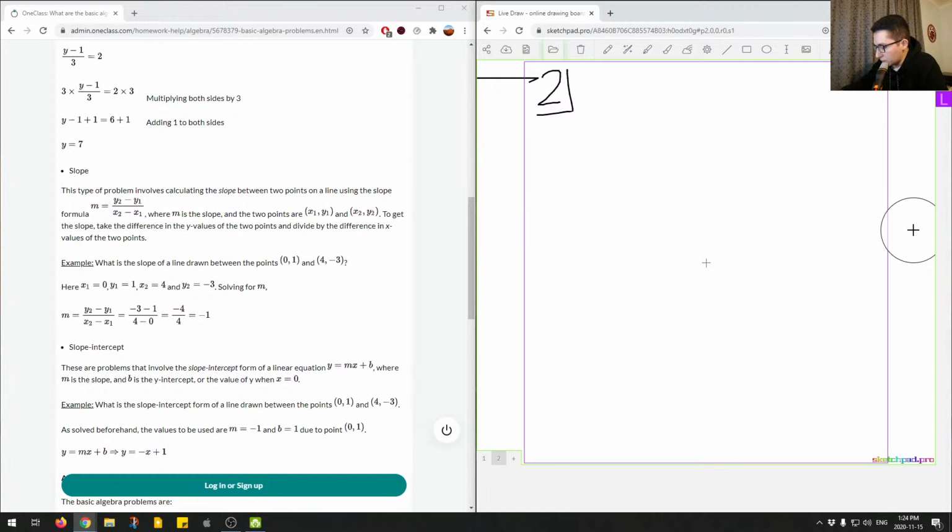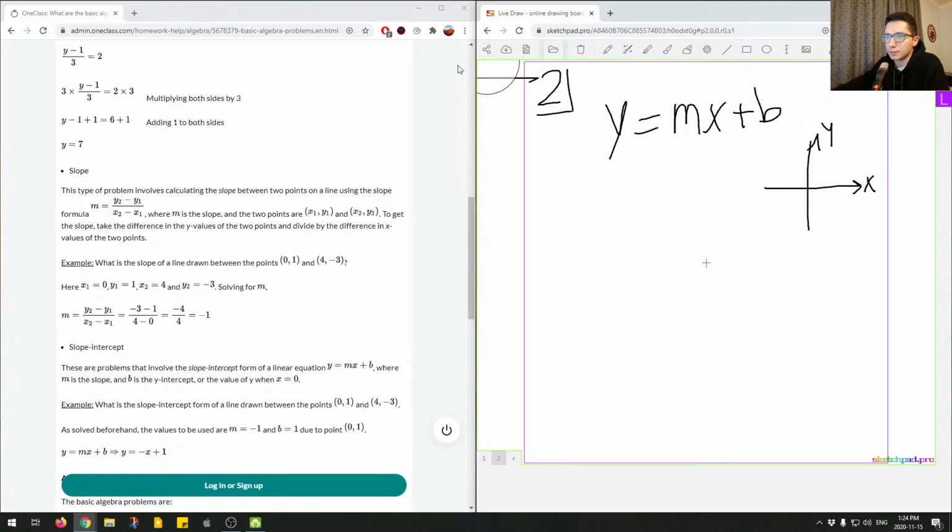So we know the equation for a line is y equals mx plus b. So m is a constant, b is a constant, y is a variable, and x is a variable. And the x, y variables are just the ones on the coordinate diagram. So we'll have x-axis and y-axis.